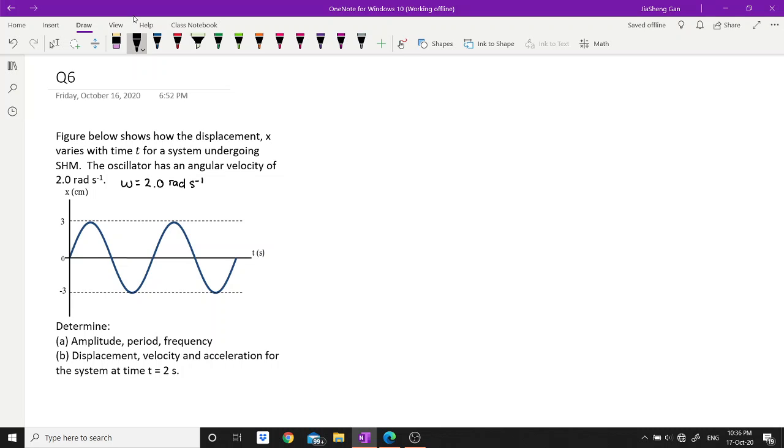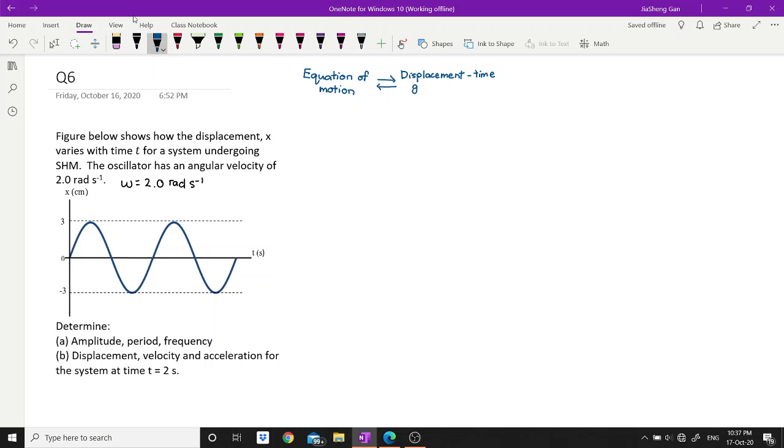When a question gives you a displacement time graph, it's equivalent to giving you an equation of motion. Actually, you can obtain a graph from an equation of motion, or you can obtain an equation of motion from the graph. So let me just write what I've just said. Everything that you can get from an equation of motion, you should be able to get from a displacement time graph as well. They are the same thing, just represented in a different way.